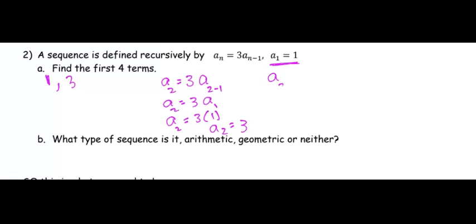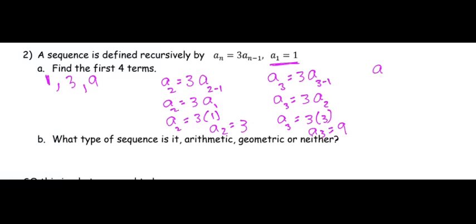Now, the third term is n equals 3. That means I'm going to have to switch n with 3. This means that I'm going to end up with a sub 3 equals 3 times a sub 3 minus 1, which is 2. That means I'm multiplying the second term by 3. The second term is 3, and 3 times 3 is 9. So the third term is 9.